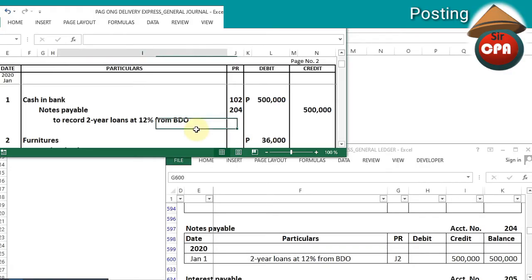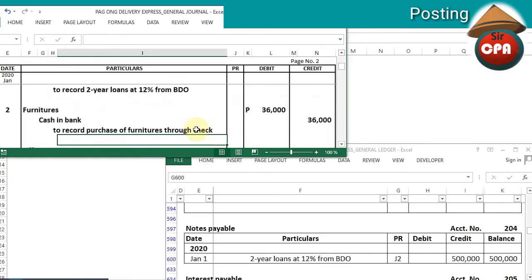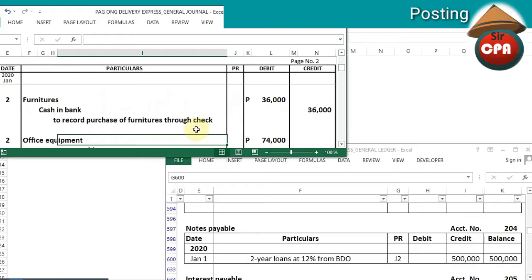Okay? So, this is the last example that I will do. Then, after this, we will fast forward the posting process until all the journal entries are done. Okay, so we will post this first January 2 entry. So let's start with the furnitures ledger.